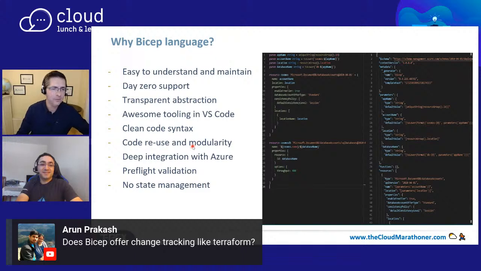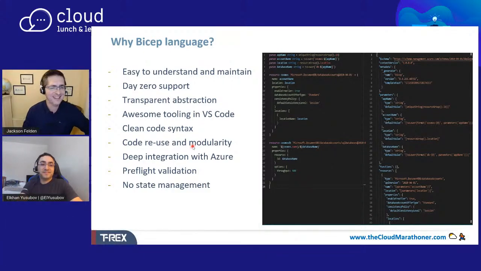Does Bicep offer change tracking like Terraform? In Bicep, you can do change tracking using the pre-flight validations. Before deploying your new templates, it will tell you which resources are going to have updates and which resources are going to be created. So you can track it that way, if that answers your question. Okay, no more questions at the moment. Let's keep moving.